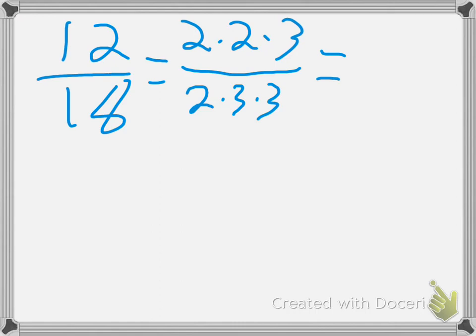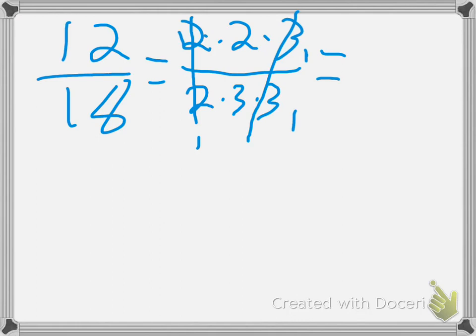Now to simplify, I look at what these numbers have in common, what those prime factors have in common. So I can see that 12 and 18 both have 2 in common, and they also have a 3 in common. So I'm going to cross those out, because if I'm looking at this, I can divide. 2 divided by 2 is 1. And then they also have 3's in common, so I can cross those out and say that becomes 1, because 3 divided by 3 is 1.